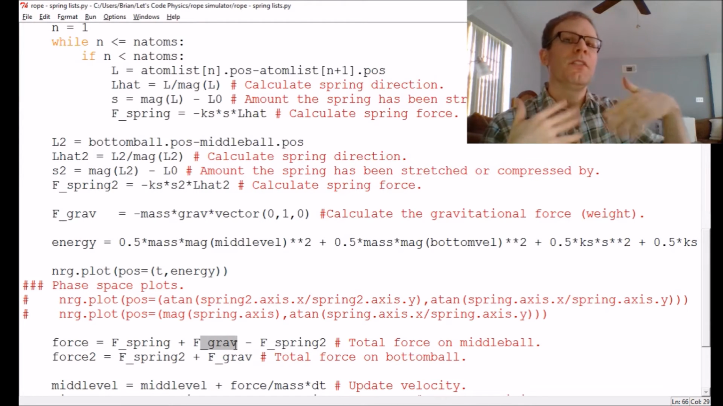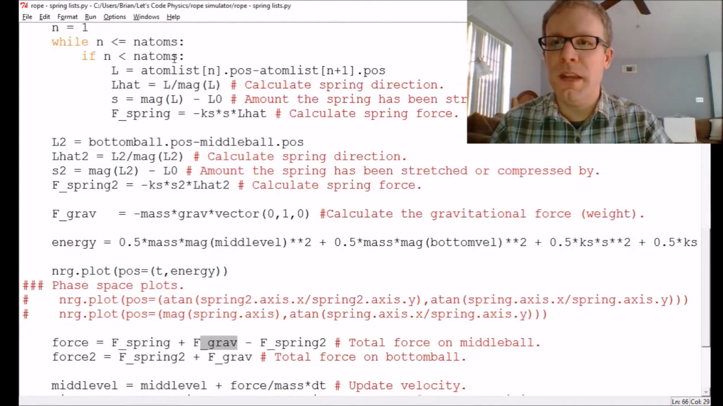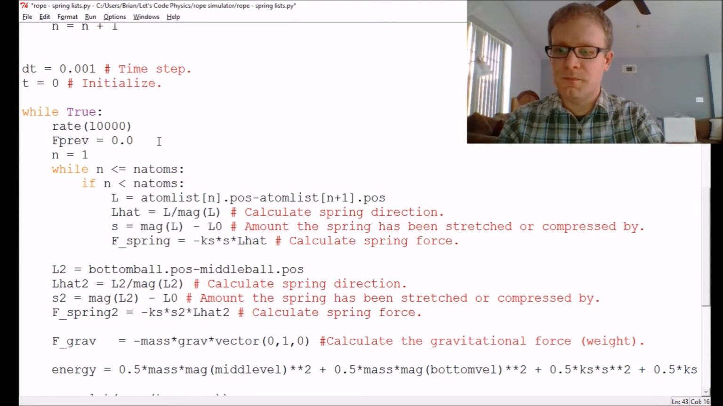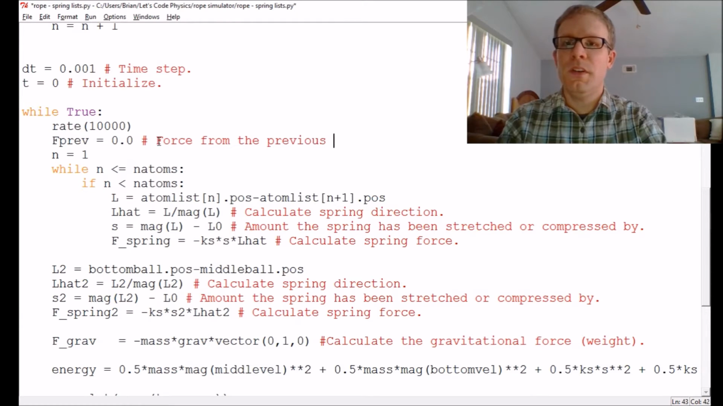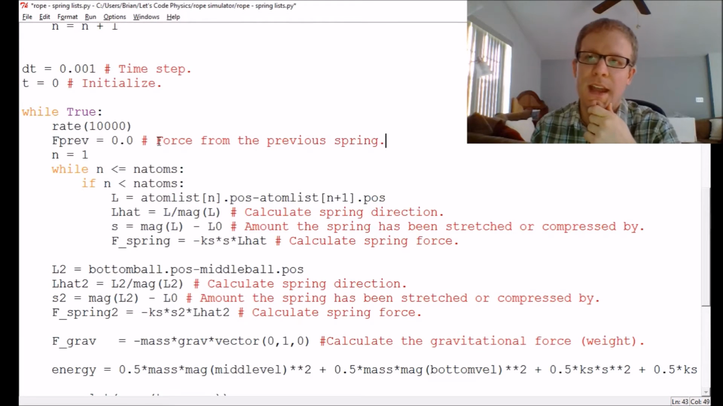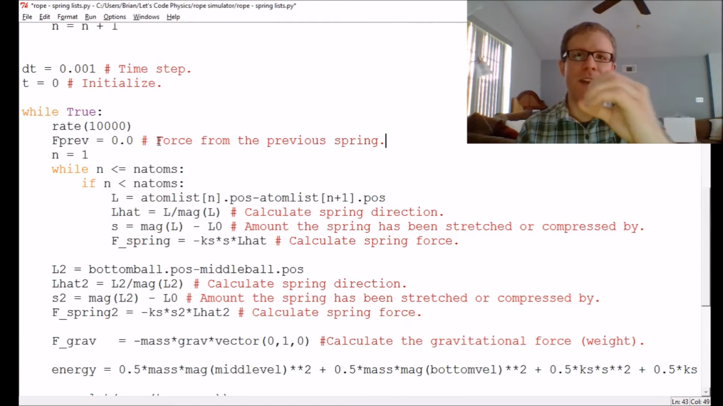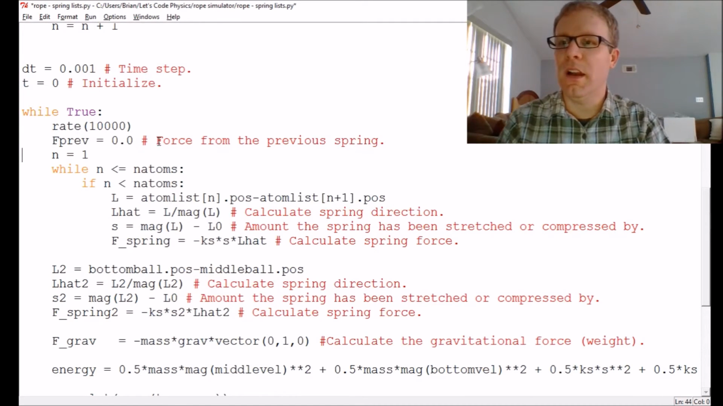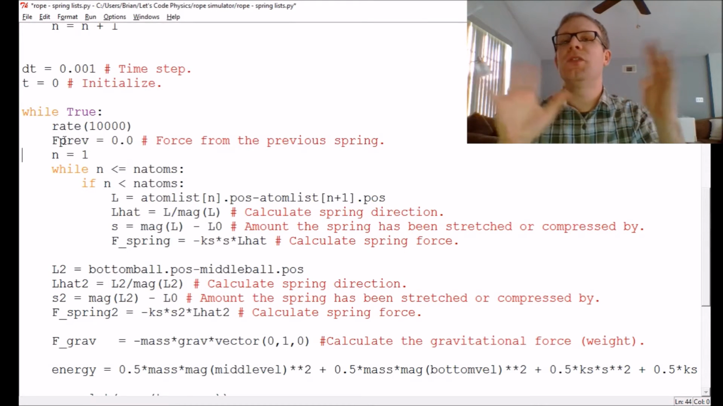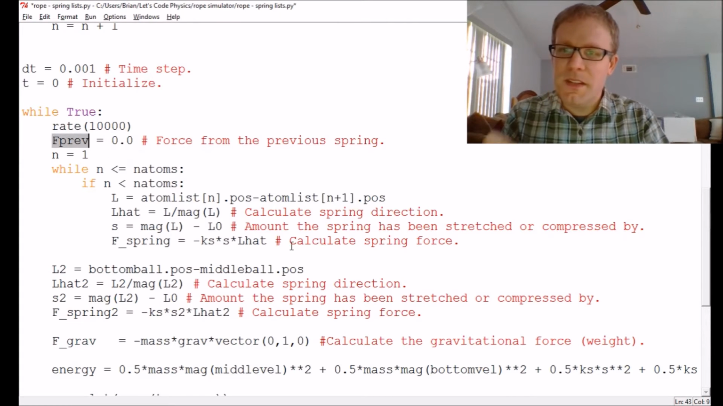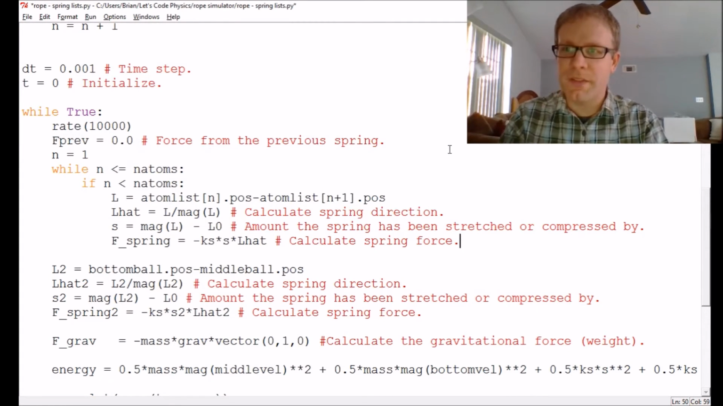So I need some way of keeping track of the force that I just calculated on the previous pair. And so I'm going to create a new variable. We're going to call it F previous, meaning the previous force. This is the force from the previous spring. And I'm going to set that equal to 0 to begin with. The reason I'm doing that is because when I start out at the first atom, it has the next spring pulling on it, but it has no previous spring pulling on it. So it's as if there is no spring, so there is no force. So I'm going to set that to be 0, so that I can include that in the calculation and not have to worry about it the first time.